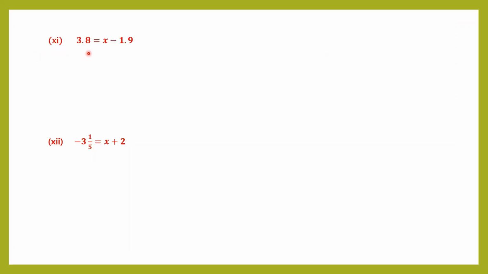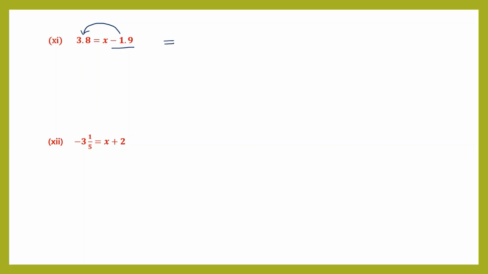Question 11: 3.8 is equal to x minus 1.9. So we have x on the right hand side this time. It's always easier for us to have x on the left hand side, but let's work this out. Here again, let's transpose minus 1.9 from the right hand side to the left. It will become plus 1.9.